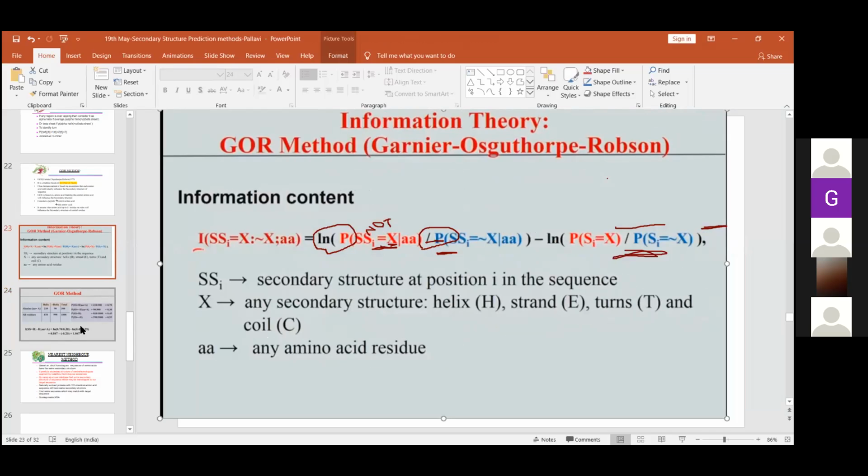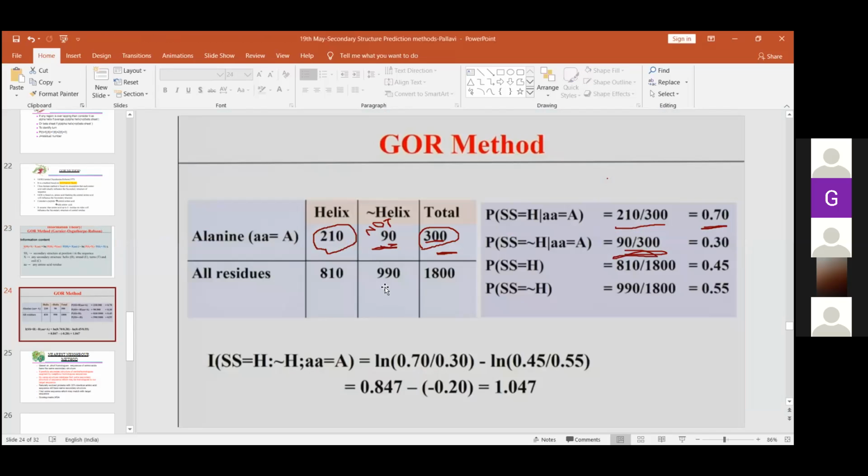So let's come to my example again. So here I saw that total number of amino acids in the protein were 1800. Alanine कितने थे? 300, और total amino acids थे 1800. And out of this 1800, it was seen that 810 amino acids are existing in alpha helical form. So what is the probability of all the amino acids in the sequence to be in alpha helical form?